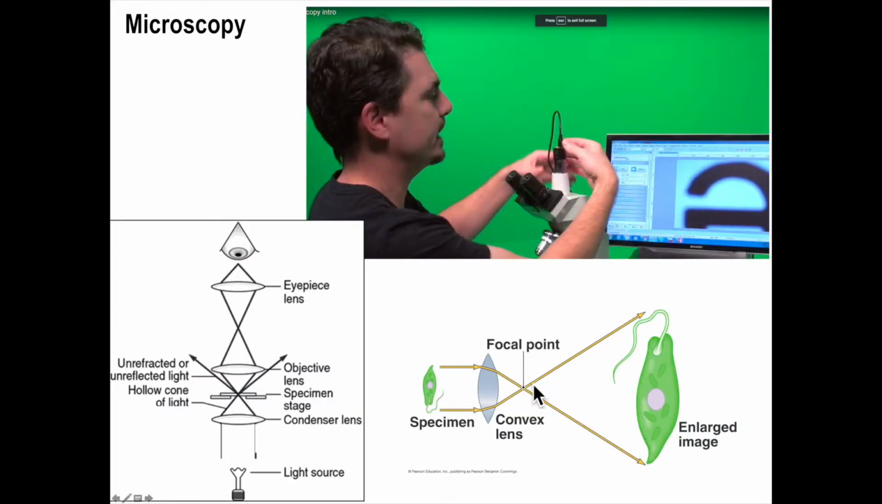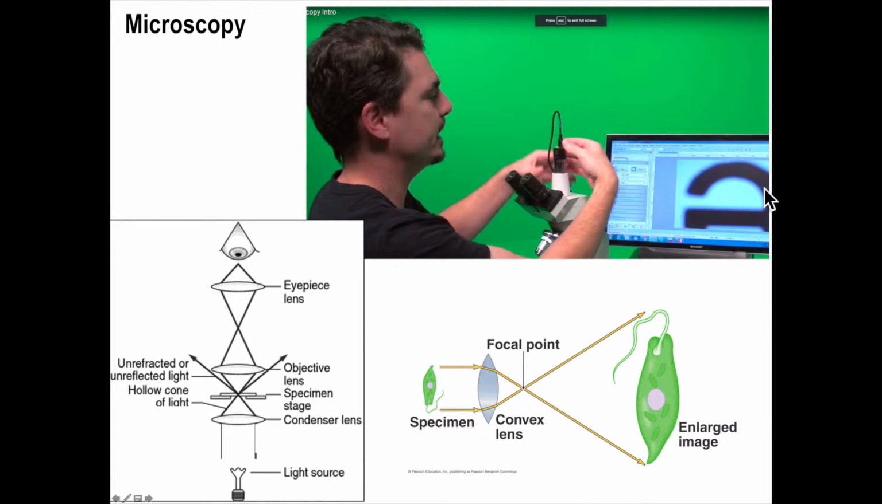Okay, so what I'm showing here is also from that video, and I'm looking at a letter E in there. And when I look at it on the stage or on the slide, I see that it is the right orientation. But in the microscope, I see, as you can see on this screen here, that it is upside down and backwards. Okay, why is that?